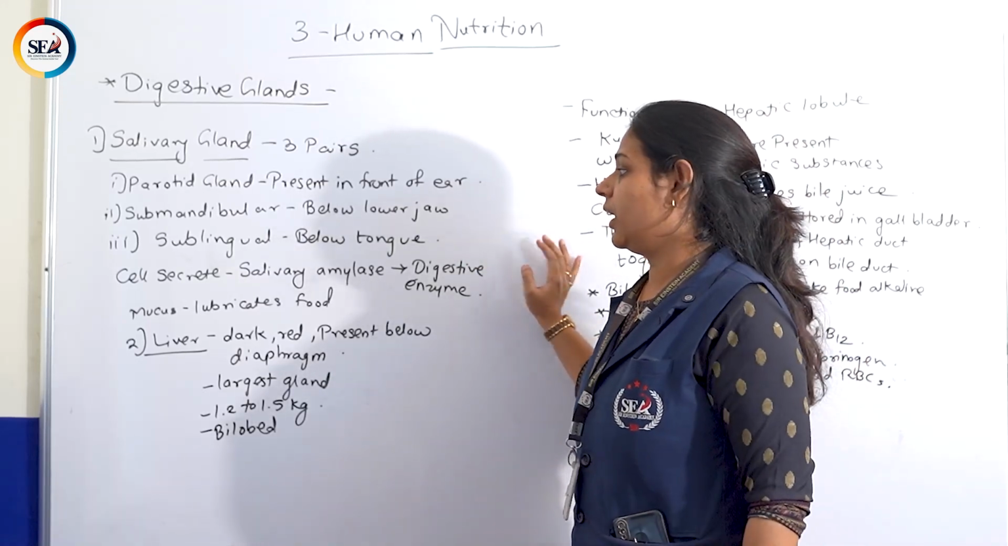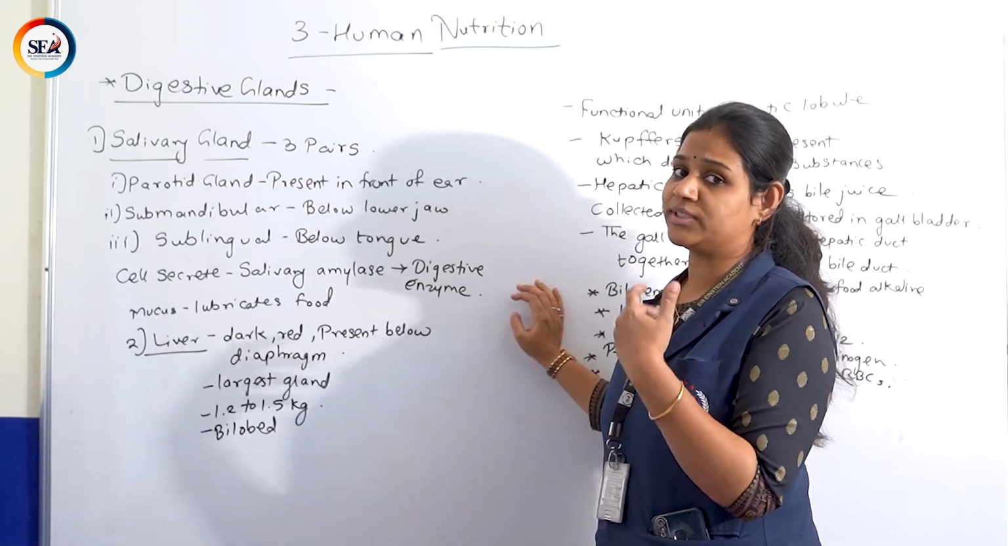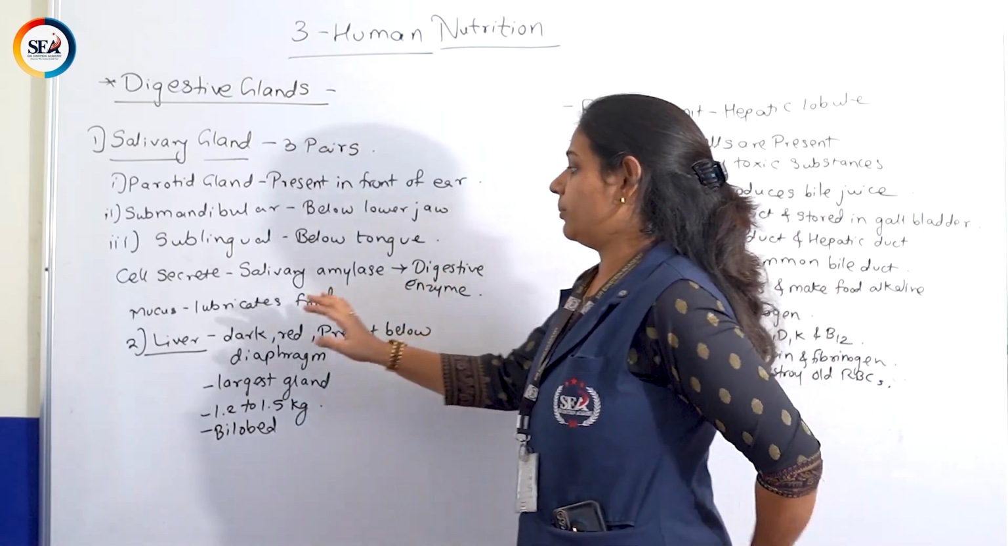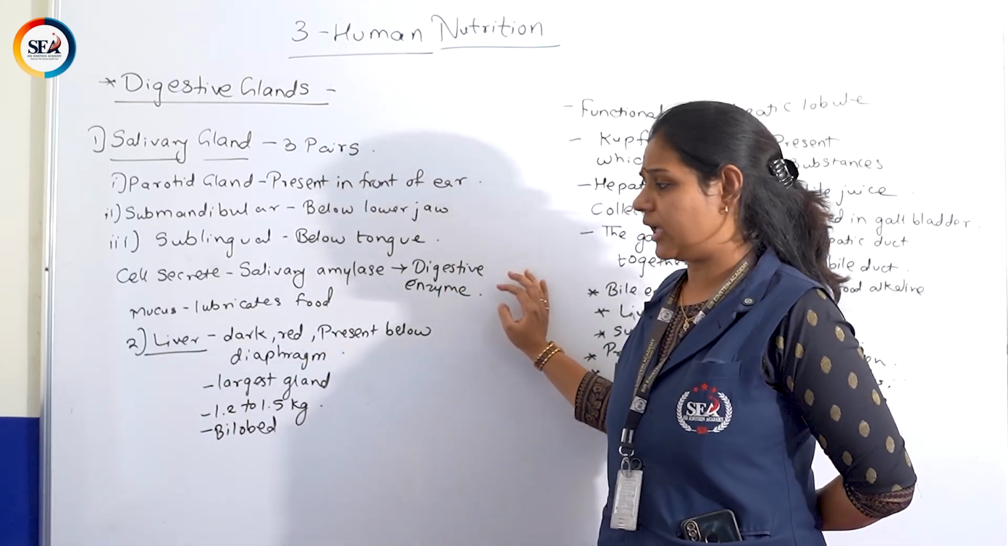below the tongue. Cells secrete salivary amylase, which is also called digestive amylase, which digests the food which we eat. Mucus lubricates the food for the passage of food in our alimentary canal.